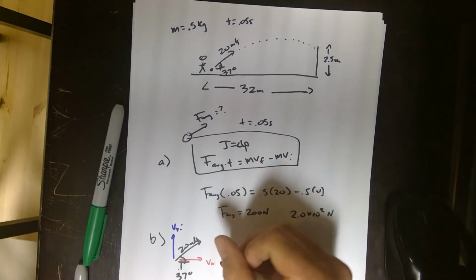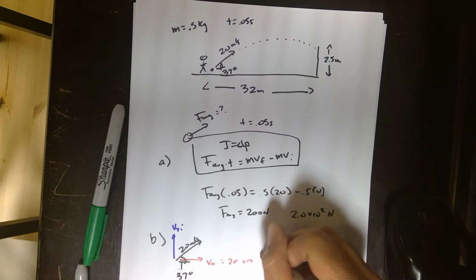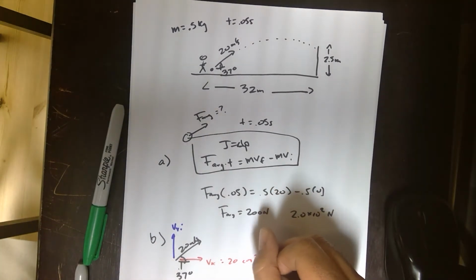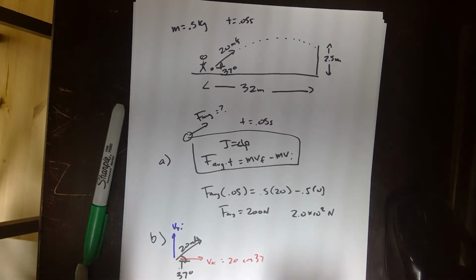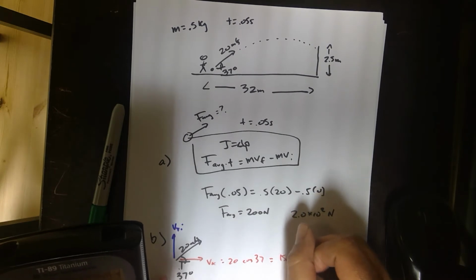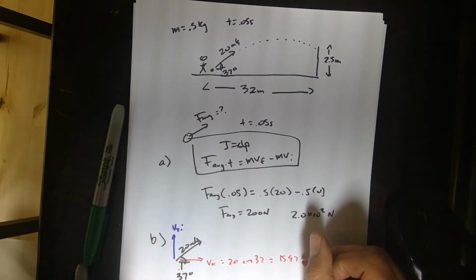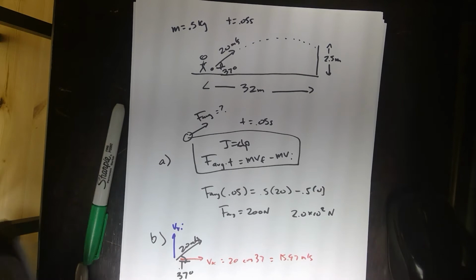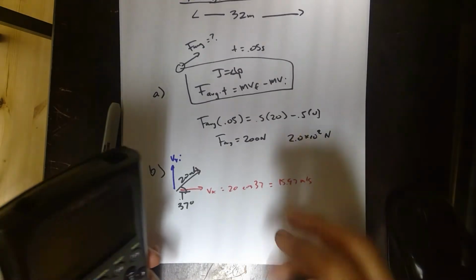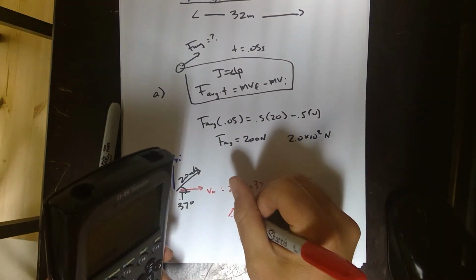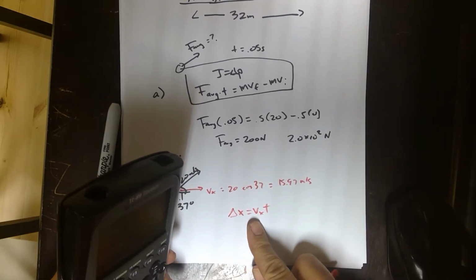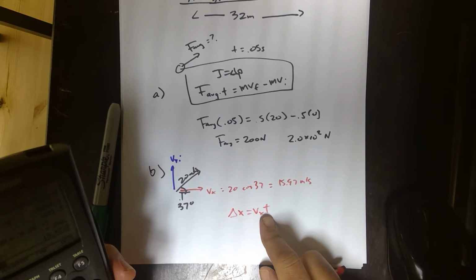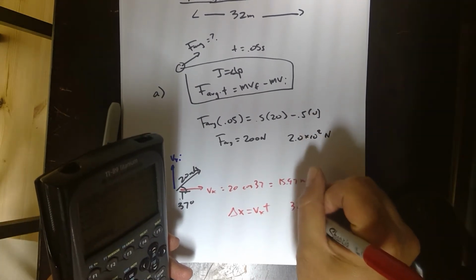So that would be 20 cosine 37. Let's make sure I'm in degree mode before I do this. I am. And I get 15.97 meters per second as my speed. Now, going into your two-dimensional motion here, you can write this. This is probably a point in my book. We're just writing that right there, and then we can put in our numbers.